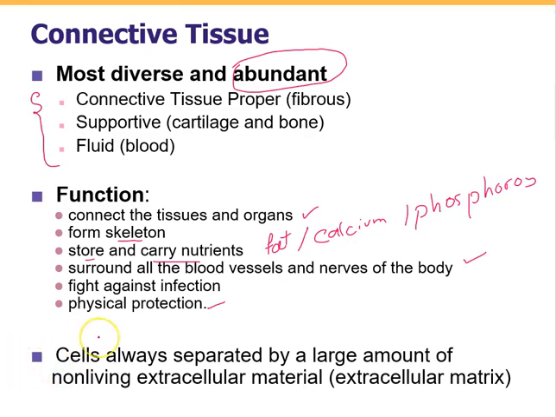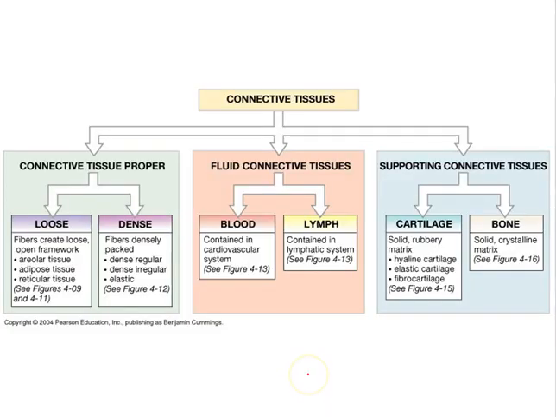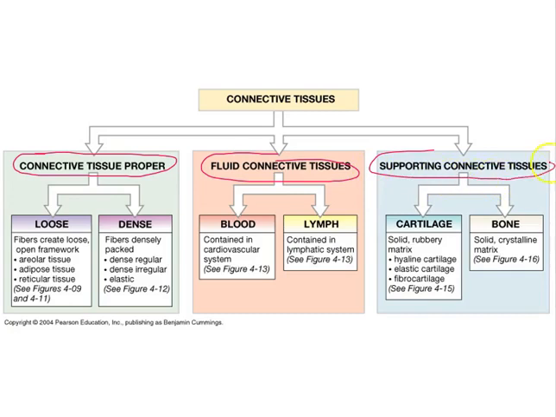As we discussed before about the tissue definition, tissue is composed of cells and extracellular matrix, and cells in connective tissue are always separated by a large amount of non-living extracellular material. One more time, if we look at the different forms of connective tissue in our body, we can divide it into connective tissue proper or fibrous tissue, fluid connective tissue, and supporting connective tissue.